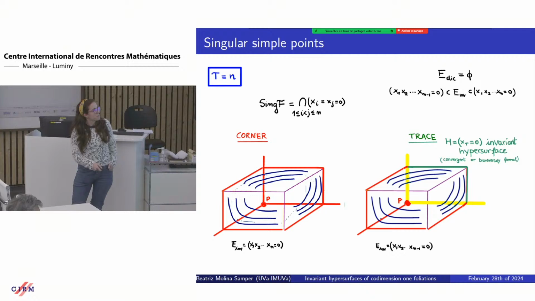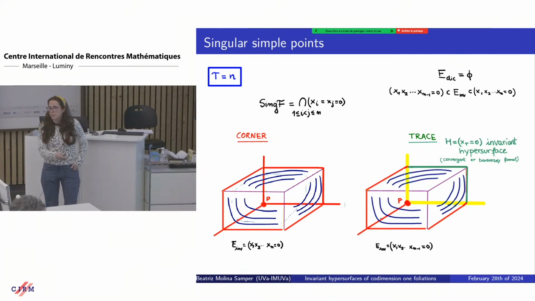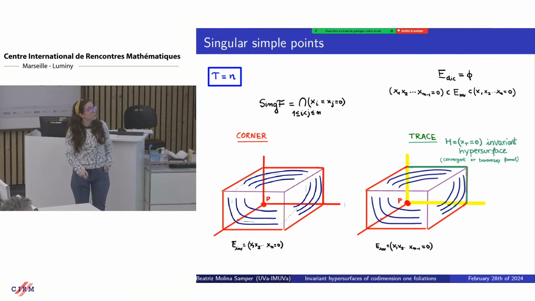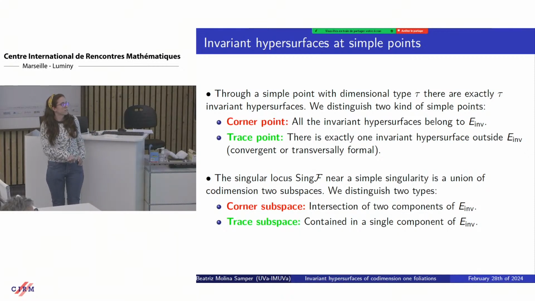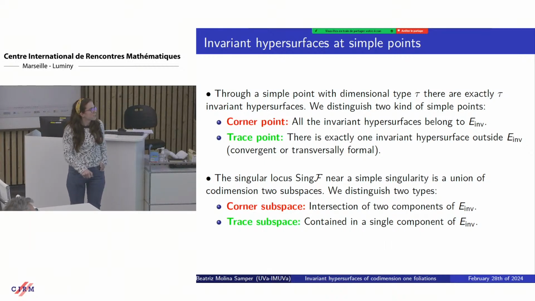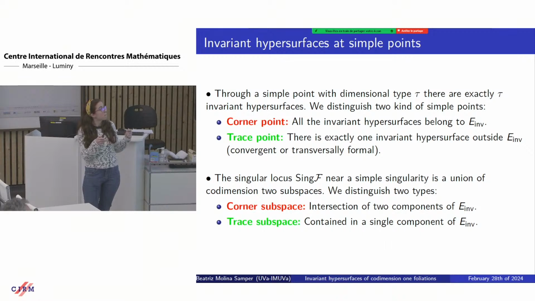And just the maximum dimensional type, where I find the same. Here we have dimension 3, so I have either three components of the divisor, or two and a new hypersurface. So I'm going to call these yellow subspaces, which are the intersection of my hypersurface that is not contained in the divisor and the other, trace subspaces. Okay, so more or less this is the summary of what we have said. Corner subspaces are intersections of two components, and trace subspaces are codimension 2 subspaces of the singular locus that lie in just one invariant component.